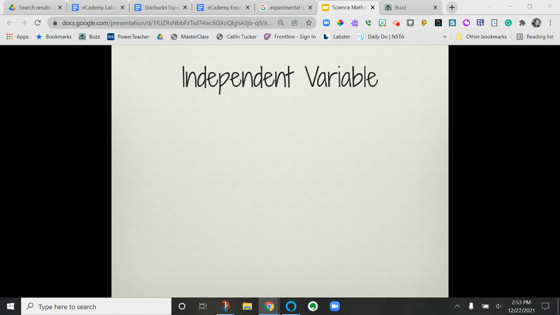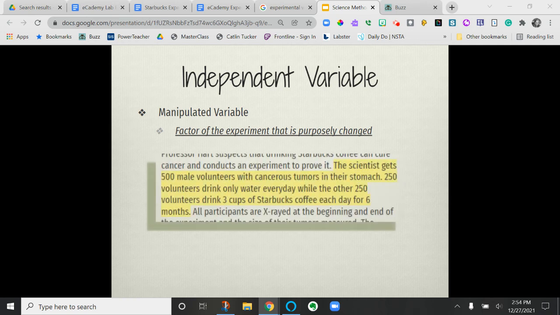Our first component of an experiment is what's called the independent variable. The independent variable is manipulated by you, the experimenter, and it's changed on purpose. Another way to think about this variable is that it is the part of the experiment that you want to test. Looking at the hypothetical experiment, we can see that some volunteers will get water and some will get coffee.